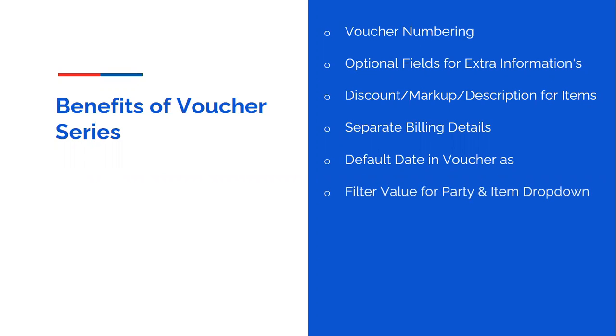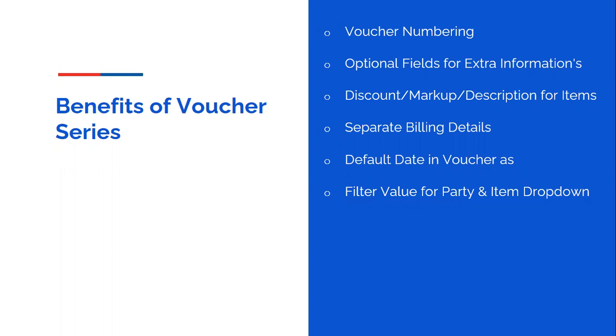Next option is filter value for party and item drop down list. So you are adding a voucher like sale or purchase, and you can apply the filter on party and item drop down list. So only selected group parties and party master and item master will come in the drop down list, and you can select the master at the time of transaction. You can filter the value in voucher series configuration.